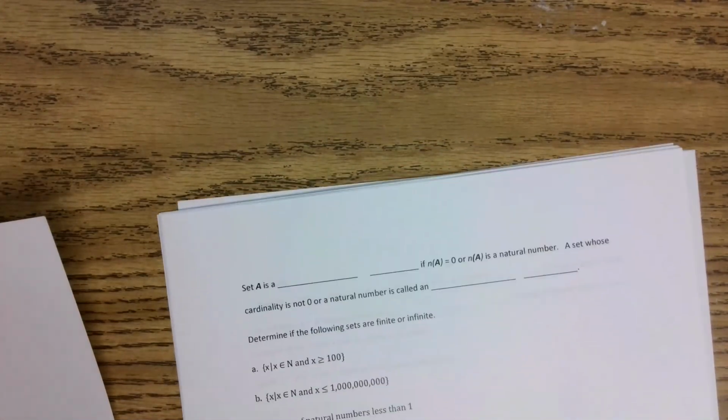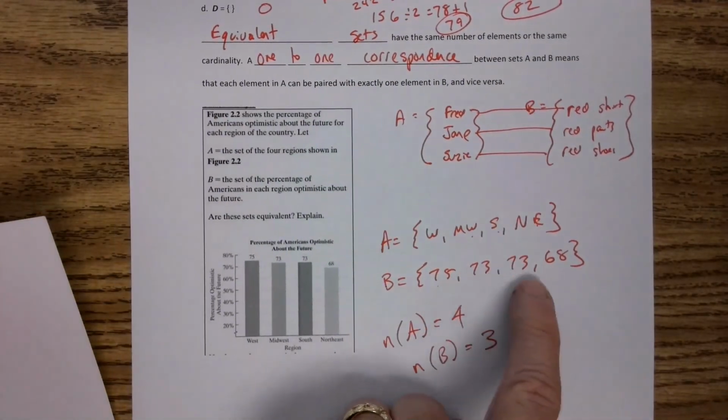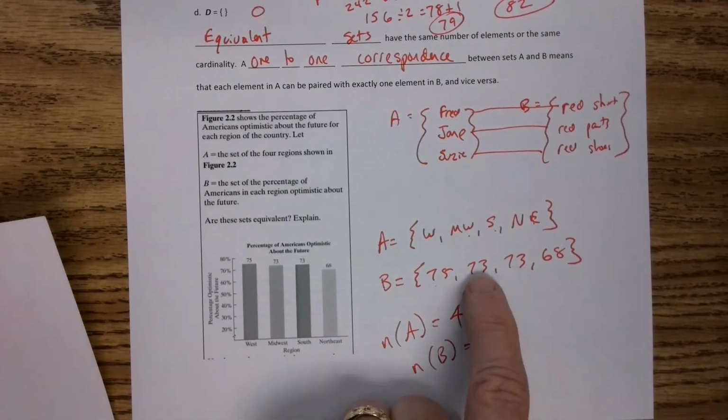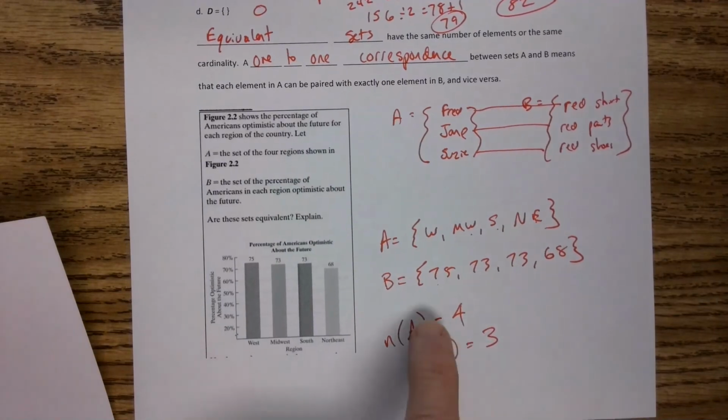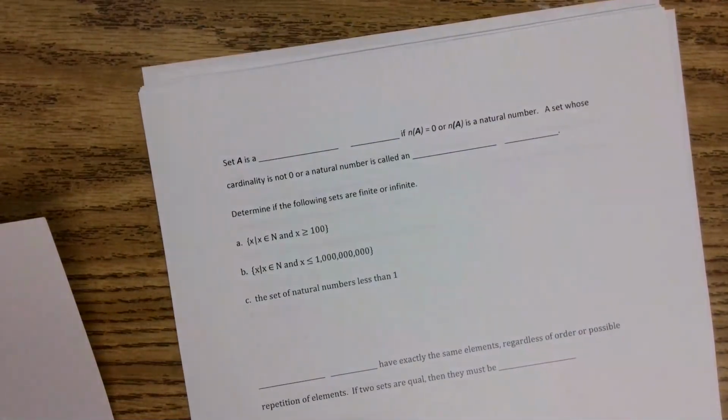So we're at cardinality, and if two sets have the same cardinality, they're equivalent. But be careful of tricks like this one. That's the same element. Those are not distinct. So this cardinality was 3, so therefore they are not equivalent. Okay.